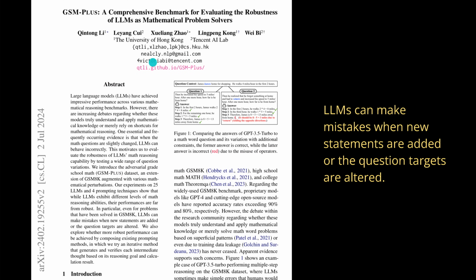Now, you remember that we had also GSM Plus, no? You know this as a subscriber. University of Hong Kong, Tencent AI Lab: a comprehensive benchmark evaluating the robustness of mathematical problem solvers. And they found LLMs can make mistakes when new statements are added or the question targets are altered. And this was interesting, no? Just add a sentence and suddenly the system is not able to solve it anymore. How is this possible? Our AI is intelligent, no?